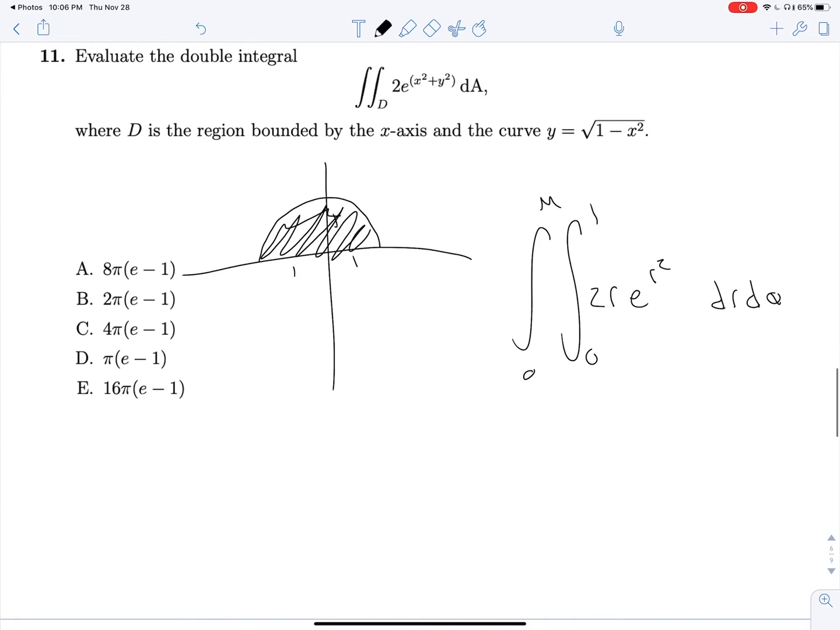And we will see that integrating this dr is going to give us the integral from 0 to pi times the quantity e to the r squared on 0 to 1, which will give us e minus 1. So this whole thing will simplify down to e minus 1 d theta, which is going to be pi times e minus 1.